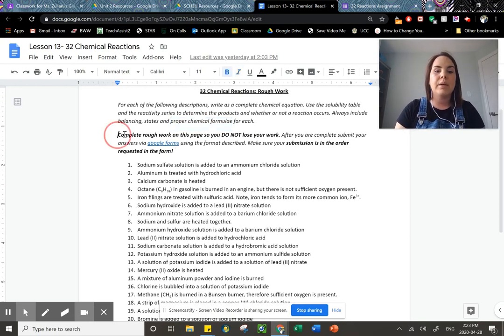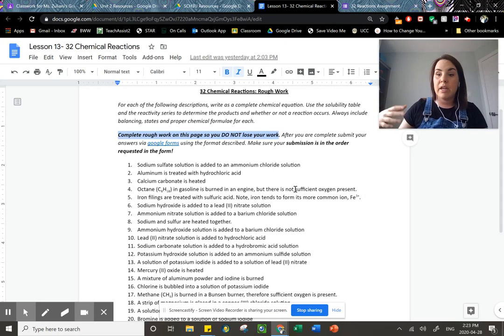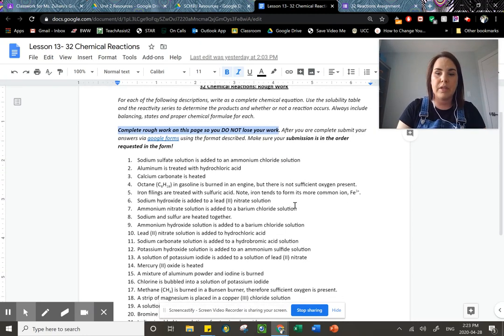Like it says right here, complete the rough work on this page so you do not lose your work, okay? I don't want you emailing me saying, Miss, I started the form, my computer shut down and I lost all my work. You've been specifically instructed, either do it on this sheet or a rough piece of paper that's provided to you or that you have at home, okay? I may be asking you to submit that rough work to me if need be.